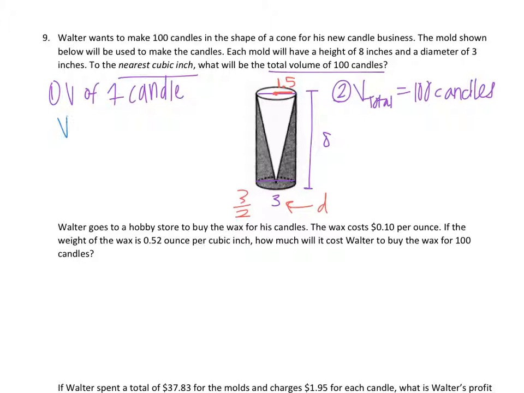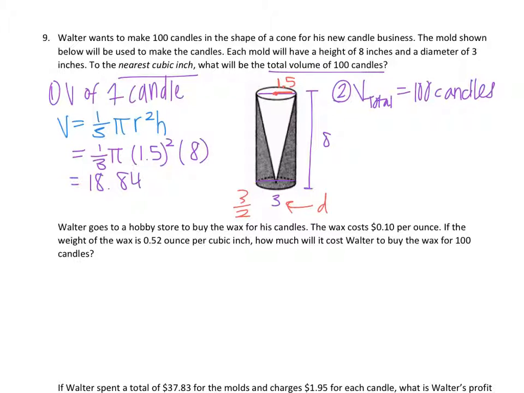Volume of a cone is given to you on your reference sheet. 1/3 pi r squared h. So we have 1/3 pi. R will be replaced by 1.5. Square it, and then multiply it by the height, 8. When we type this in the calculator, we get 18.8496. Again, this is the volume of one candle.